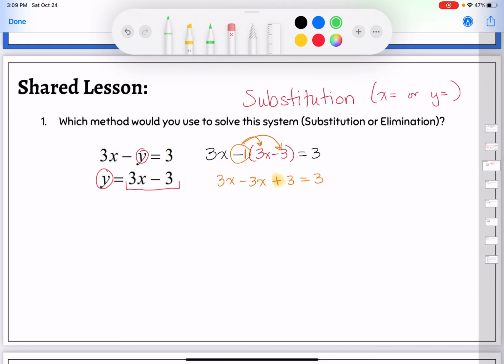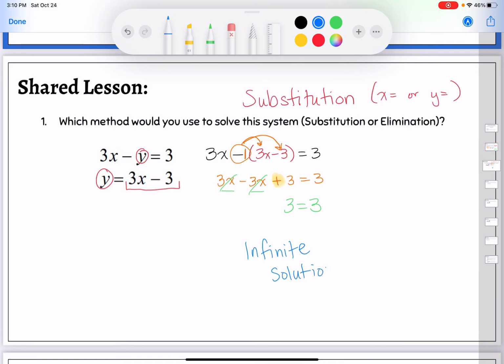All right, now 3x minus 3x. When I combine my like terms, wait a second. Those cancel out and I get 3 equals 3. Oh my gosh, what is that again? 3 equals 3. Well, that's always true, right? This one would be infinite solutions.